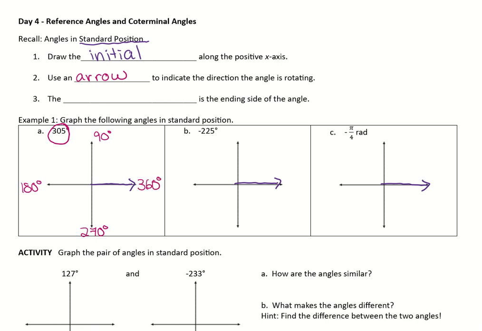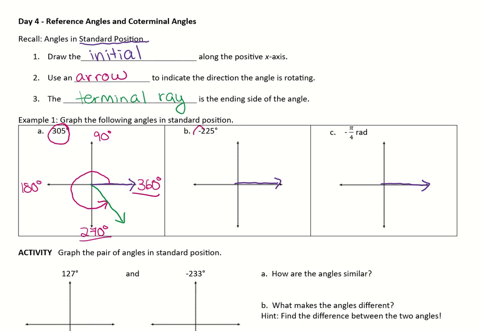We know that 305 lives somewhere between 270 and 360, so you don't have to be perfect, just have your arrow end up somewhere in that region. Then finally, the terminal ray is the ending side of the angle, so we will draw that terminal ray right here. So let's do the next two.